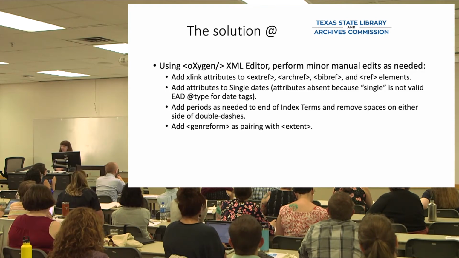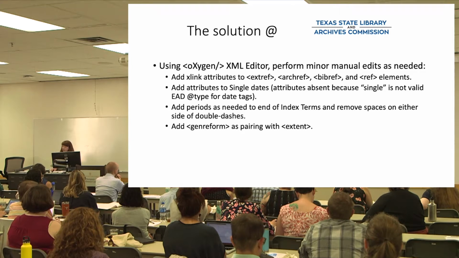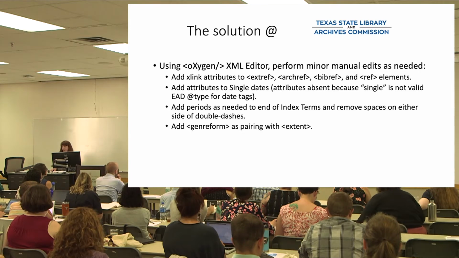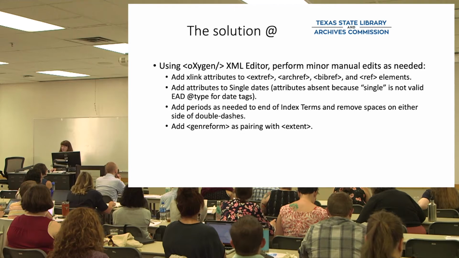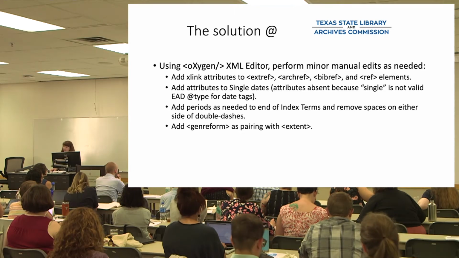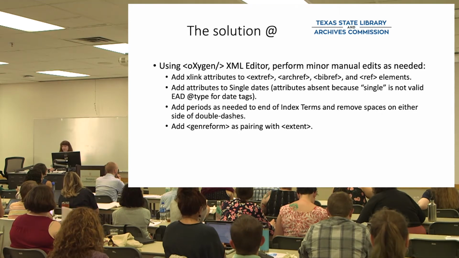Since we're using EAD 2002, we need to add those Xlink attributes to linking elements. Single dates need attributes added post-export. Punctuation and spacing for index term entries is adjusted. And we've been pairing genre form with extent as a measure to ease migration to EAD 3, though this may be unnecessary if we migrate to EAD 3 by exporting our resources as that version.